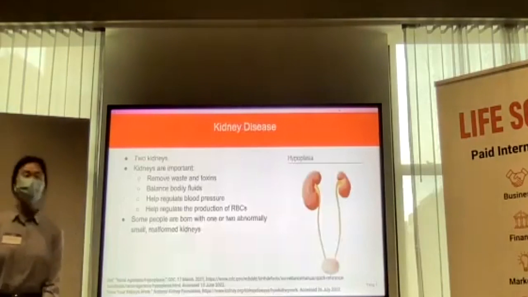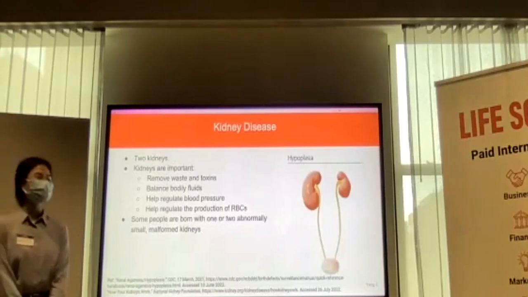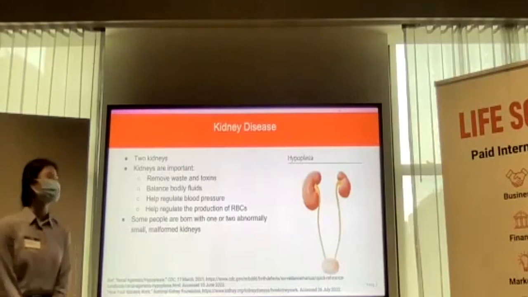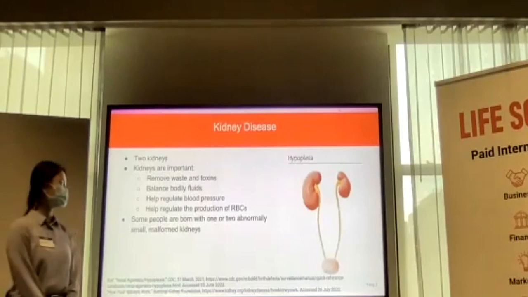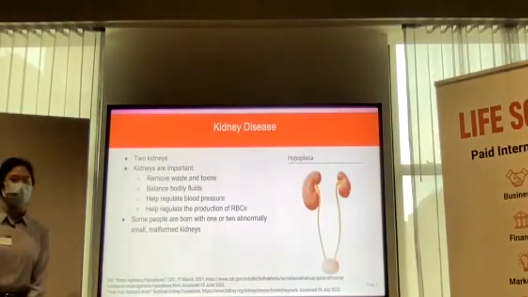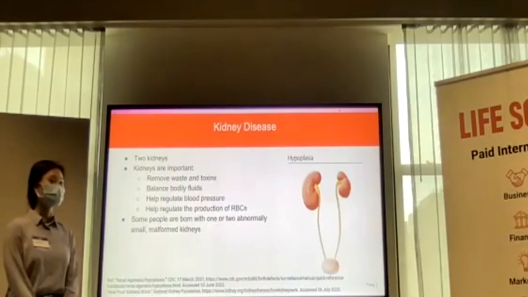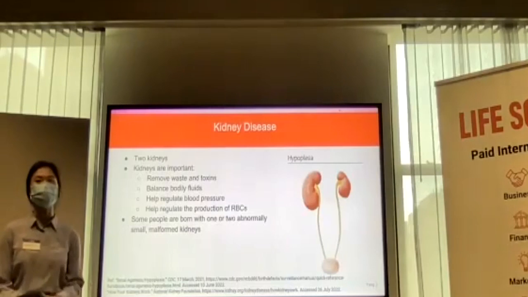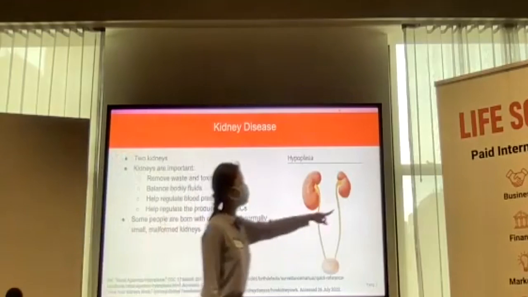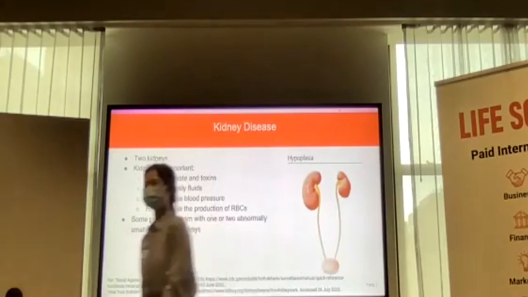So as we all know, humans are usually born with 2 kidneys. And kidneys are important because they help remove waste and toxins from the body. They also help to balance our bodily fluids, and they can play a role in regulating blood pressure and the production of red blood cells. However, some people can be born with 1 or 2 abnormally small or malformed kidneys. This image here will show you what a small and malformed kidney looks like next to a normal sized one.